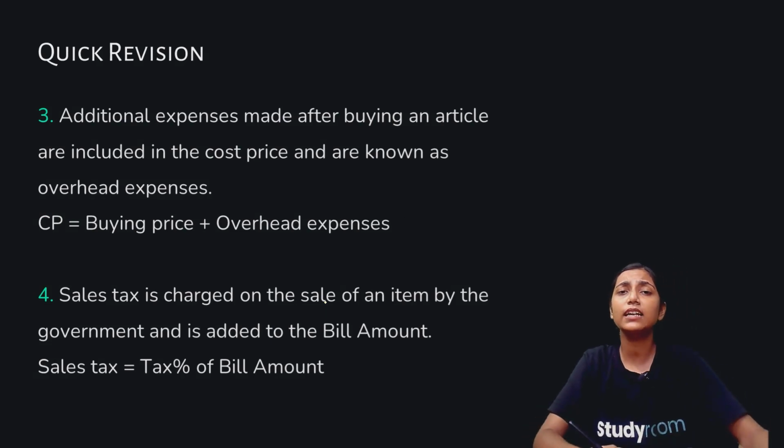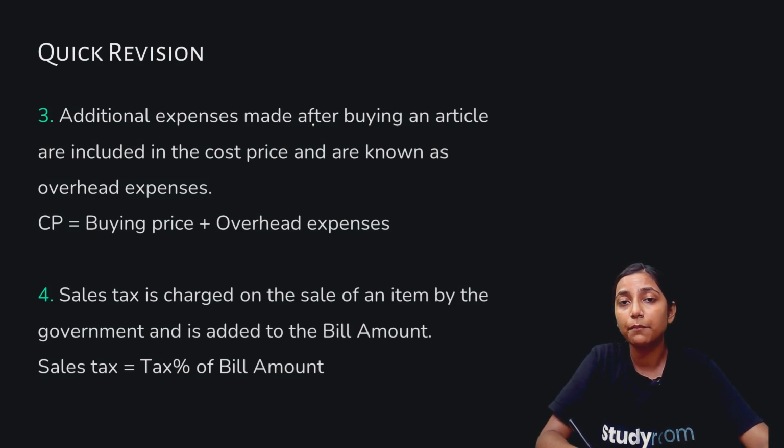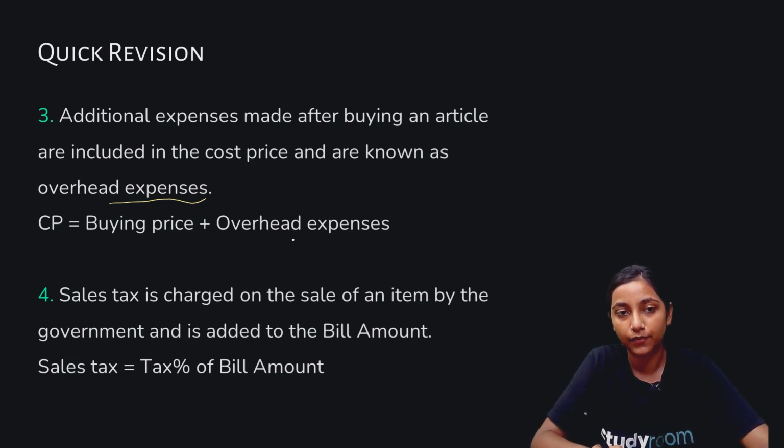Next we learned about the additional expenses. Now the additional expenses that are made after buying an article are also included in the cost price. And such additional expenses are known as the overhead expenses. We learned about these overhead expenses. When there are some overhead expenses, then the total cost price is given by buying price plus that overhead expense.